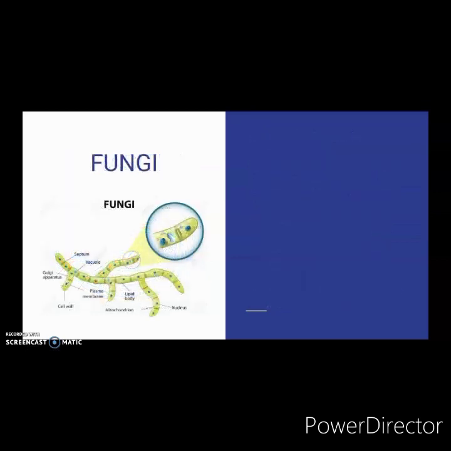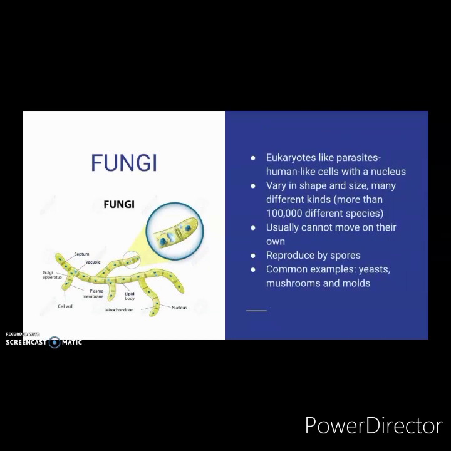Our fourth class is fungi. Fungi are eukaryotes just like parasites. They have a more human-like cell with a nucleus. They vary in shape and size, and there are many different types of fungi, actually more than 100,000 different species. So just like parasites, the size of fungi can vary drastically. Fungi usually cannot move on their own, but they do reproduce by spores, which we will talk about on a later slide. Common examples of fungi are yeast, mushrooms, and molds.